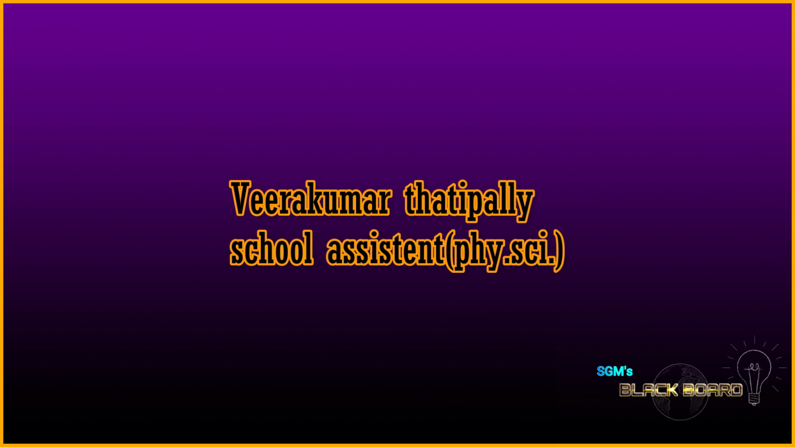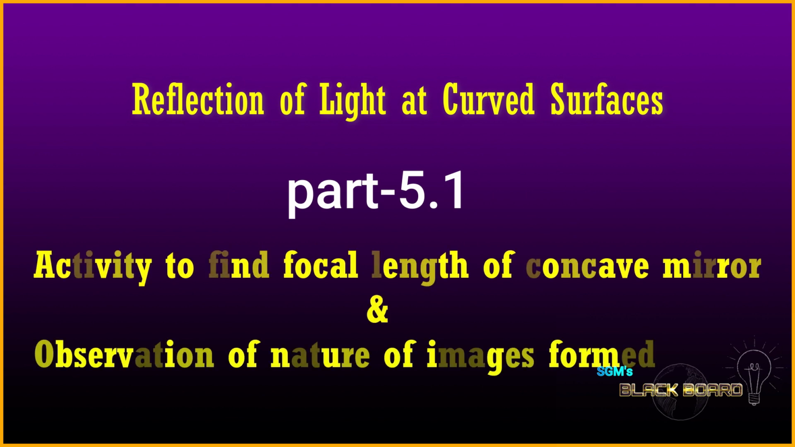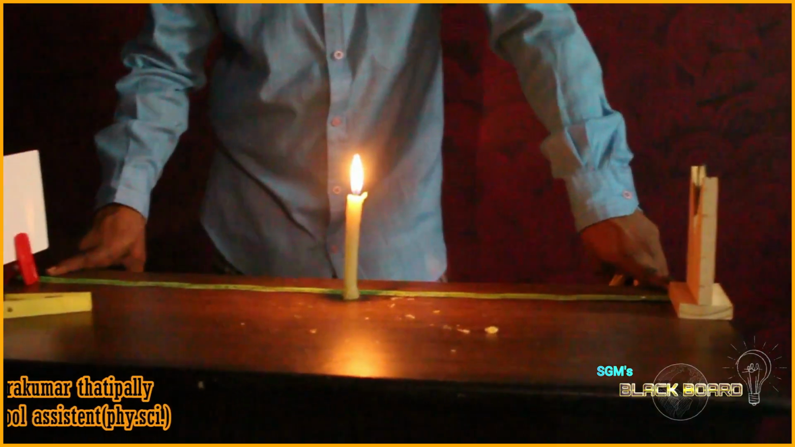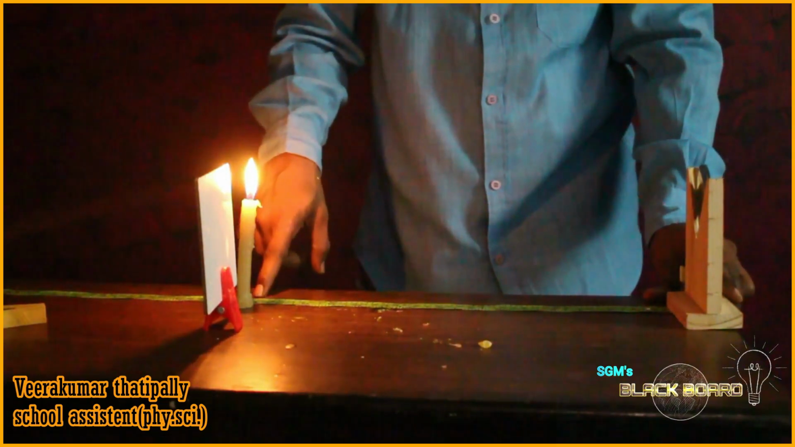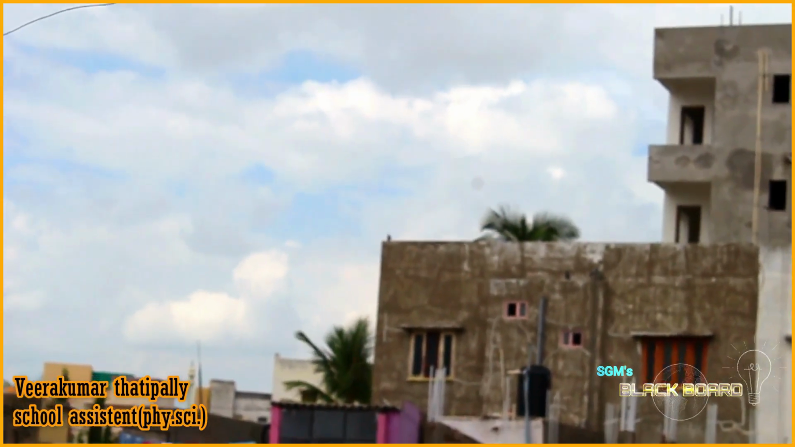Dear students, in the last session, we did an activity to find the focal length of concave mirror. We kept a candle at different positions in front of the mirror and found the image distance by adjusting the screen in front of it. We also found the object distances and image distances to calculate focal length, and observed the characteristics of the image formed in that activity.